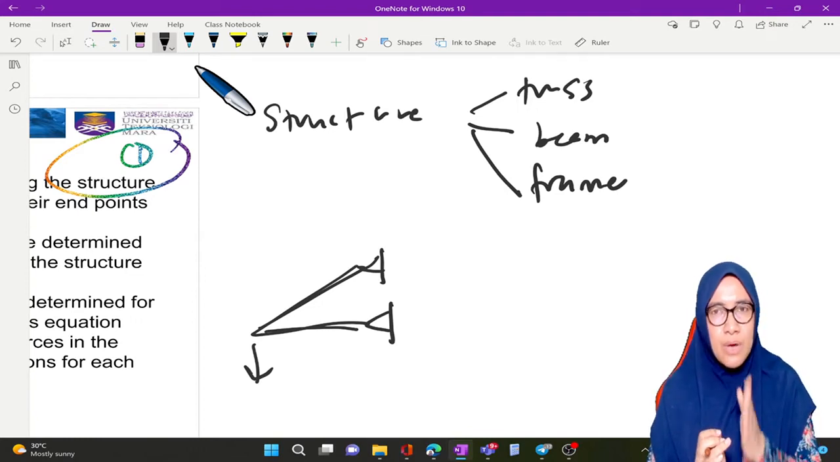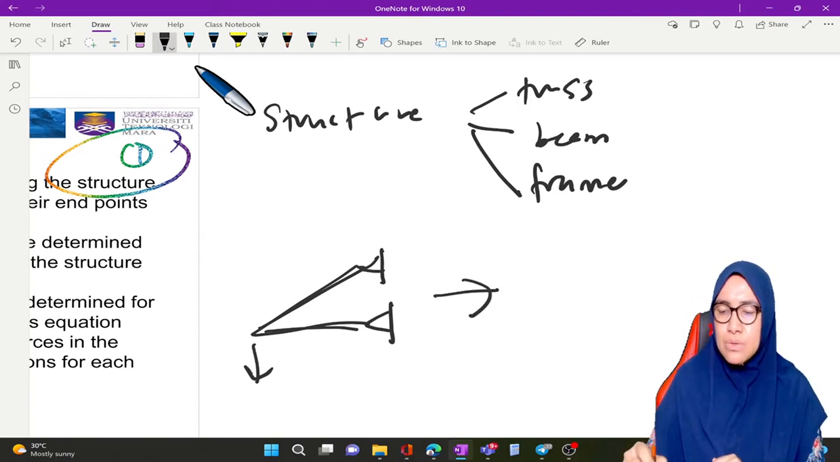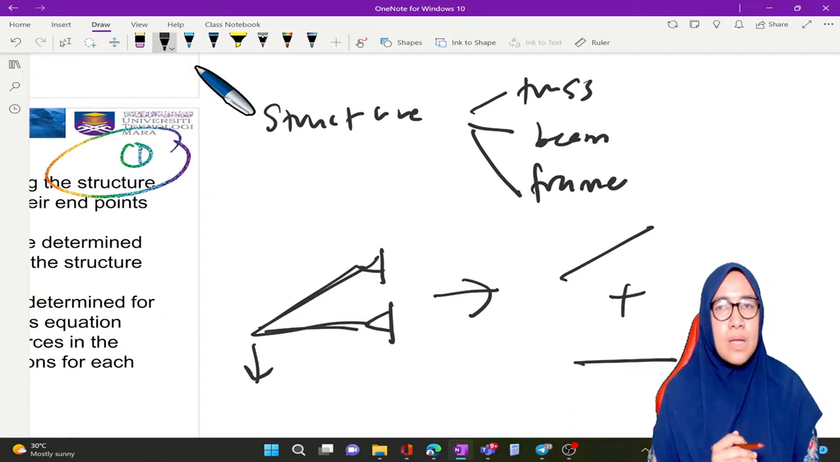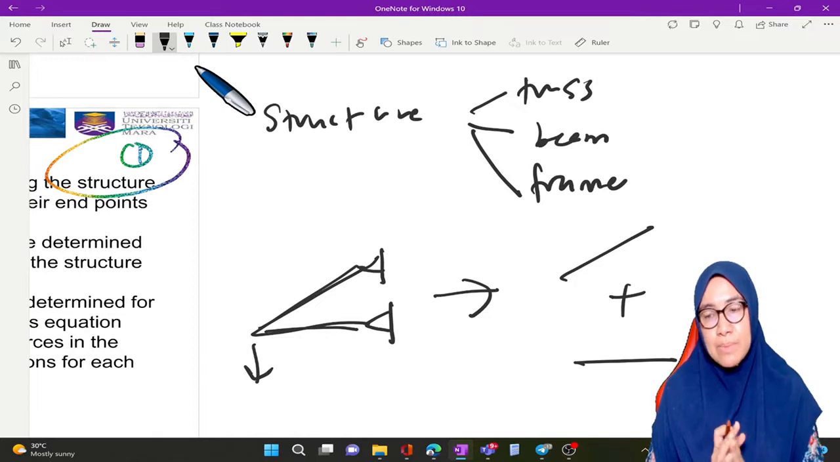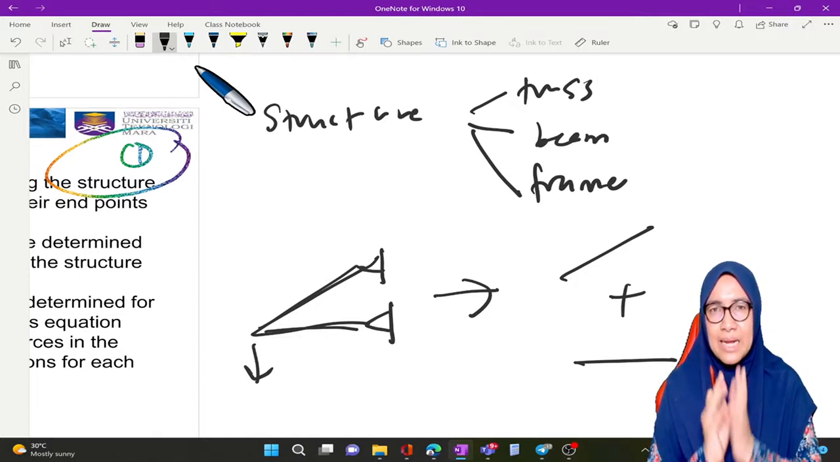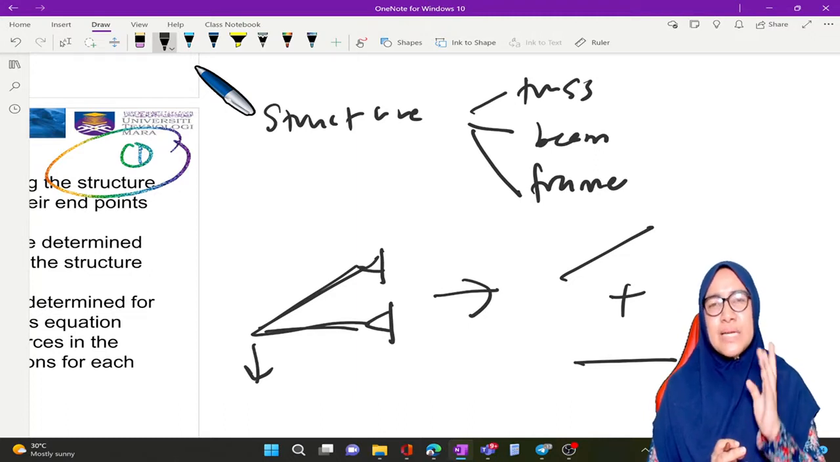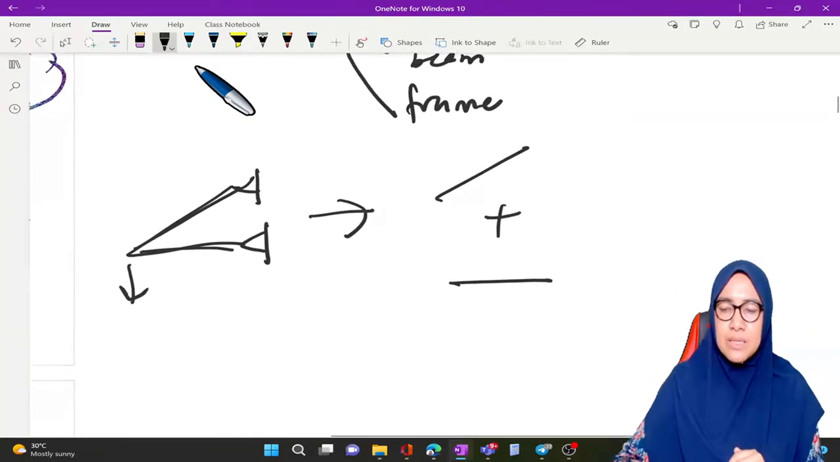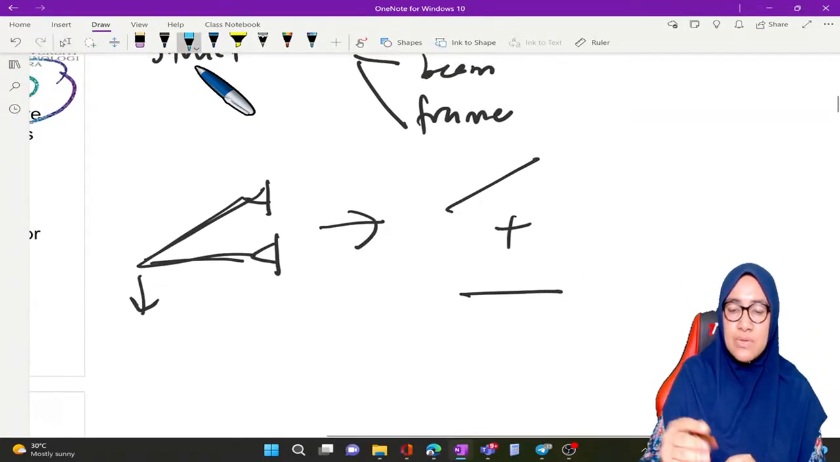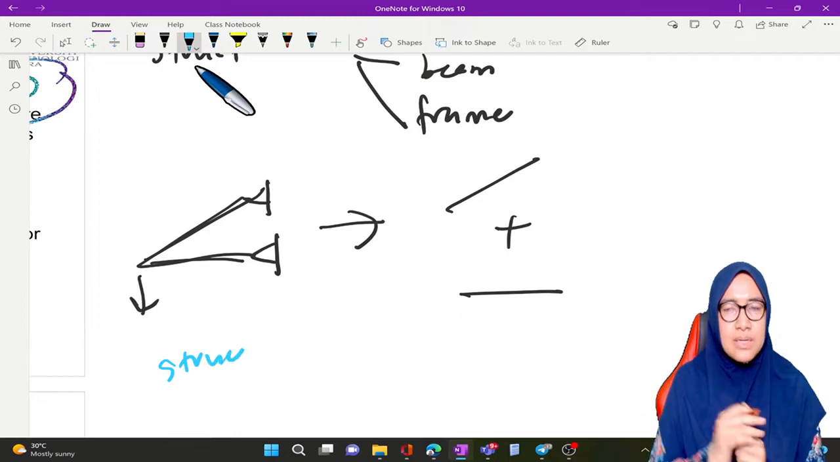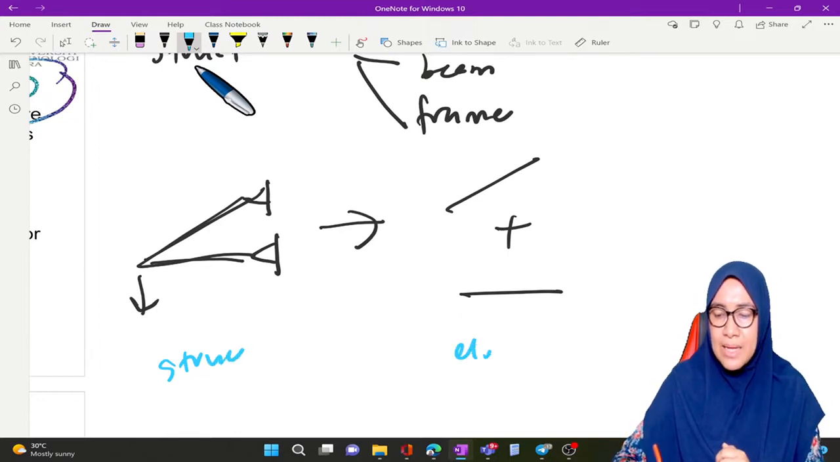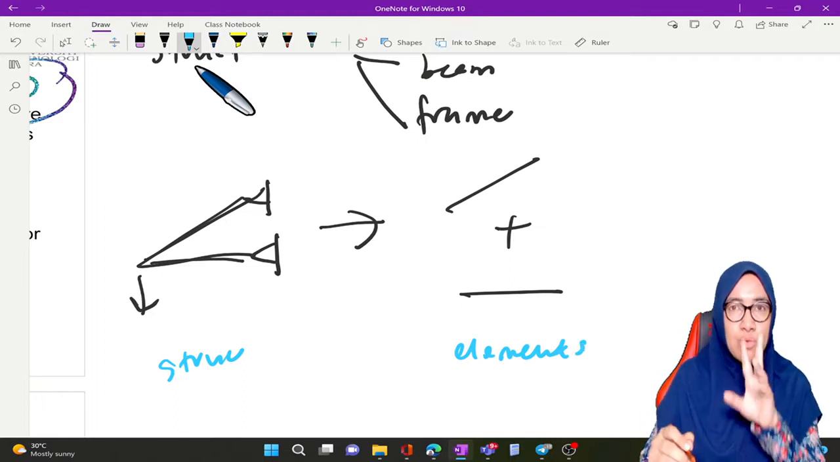This is the structure. What we need to do is divide it into elements. So we will start the analysis by analyzing the element stiffness matrices. So we divide into elements. This is the structure, and this is the element. We divide, so this has two elements.